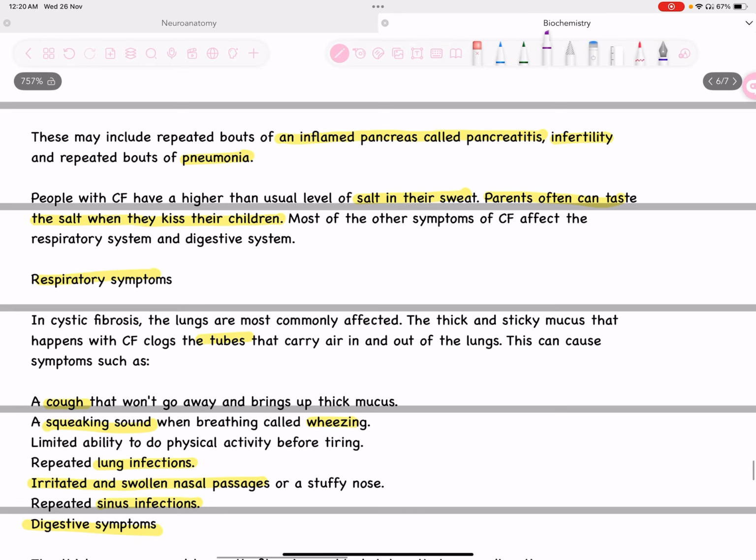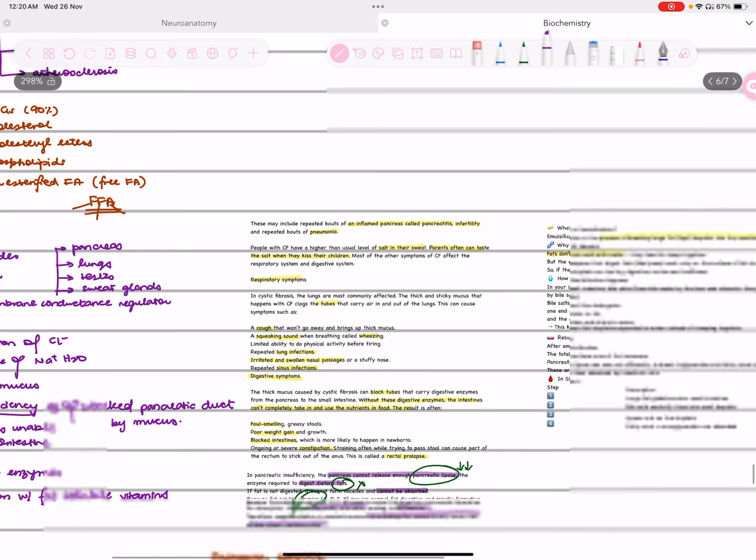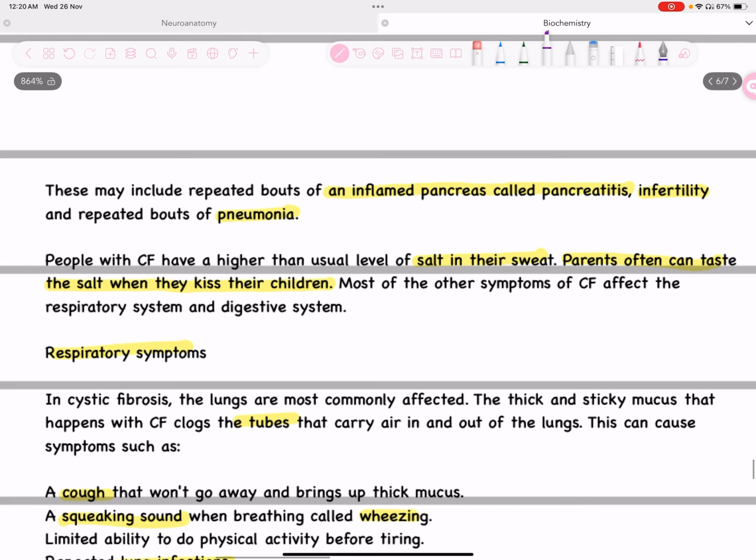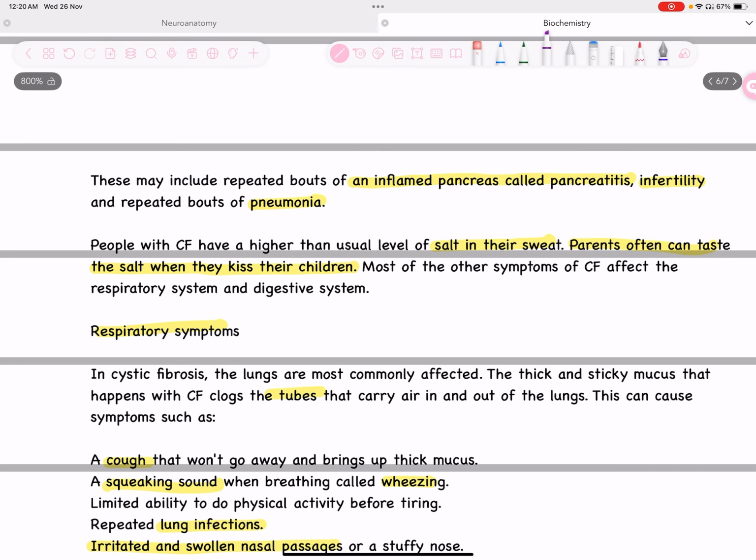So now we're talking about cystic fibrosis here. These may cause repeated bouts of an inflamed pancreas called pancreatitis, infertility, and repeated bouts of pneumonia. So I told you it affects your lungs, it affects your pancreas, causing pancreatic insufficiency. In lungs, it can cause pneumonia. In testes, it can cause infertility. And we also spoke about sweat glands.